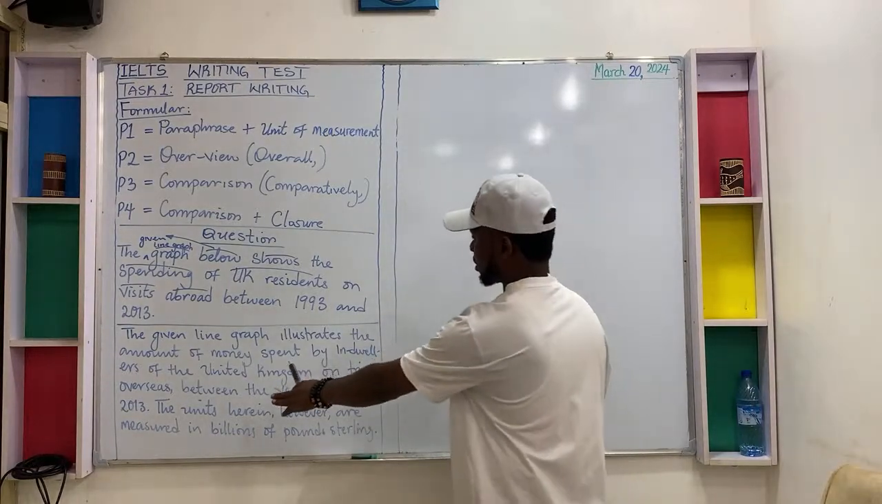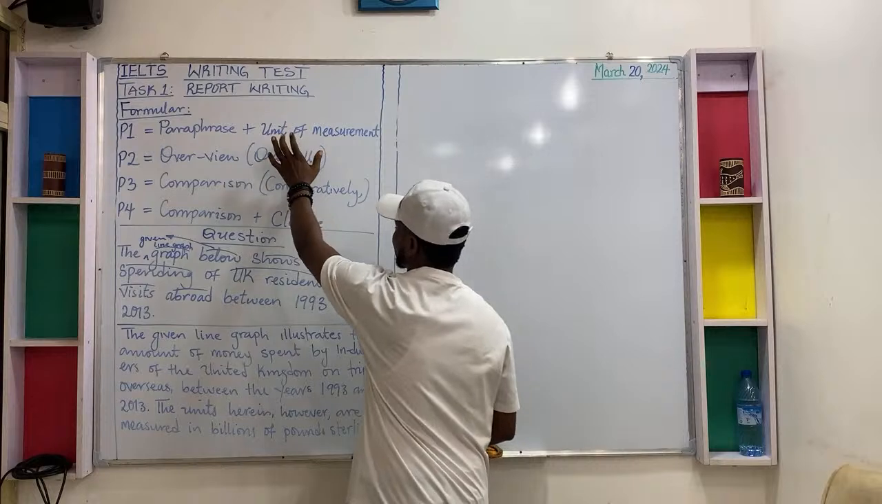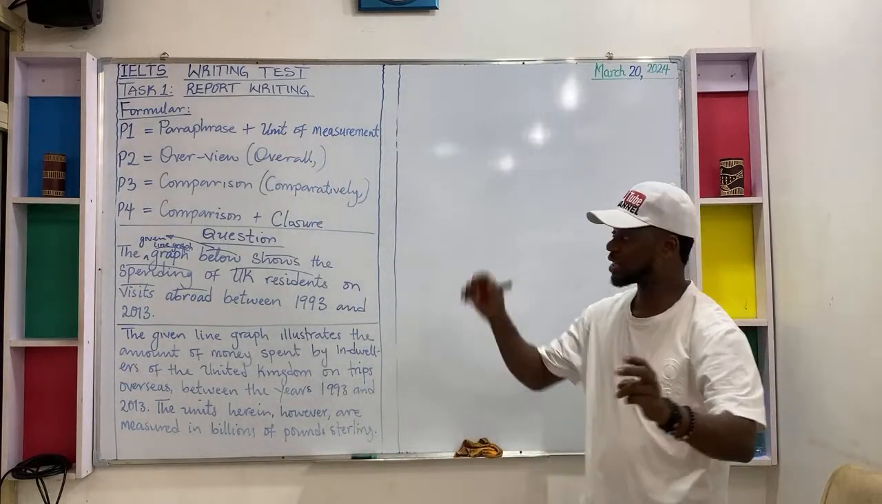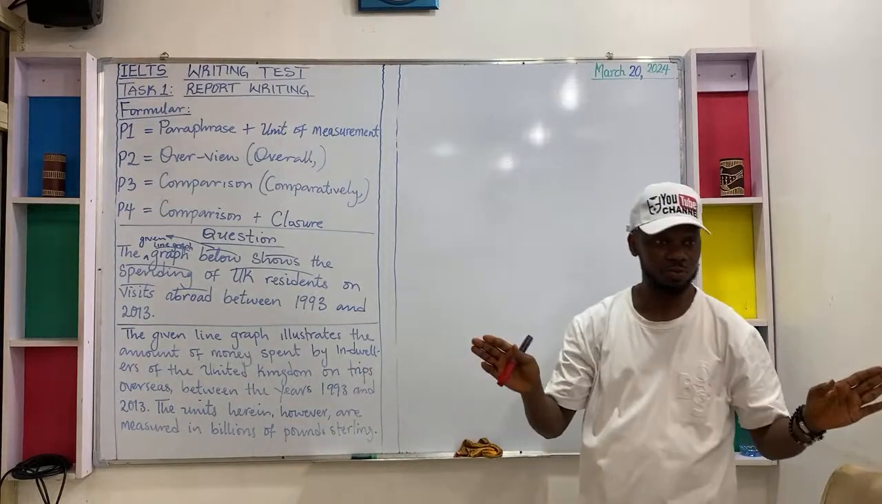Alright, so with this, you are done with your paragraph one. Please, do we have any question? It's clear, right? Paraphrase the question, identify the unit of measurement and make the sentence, that's all.